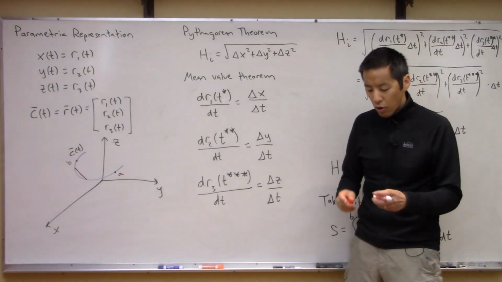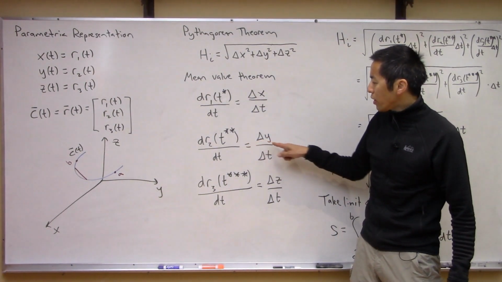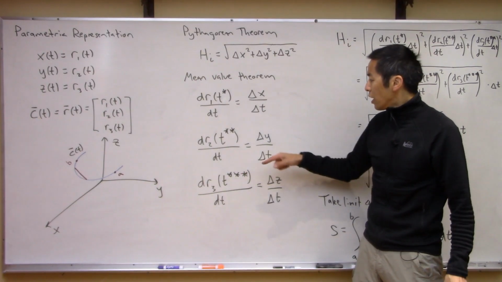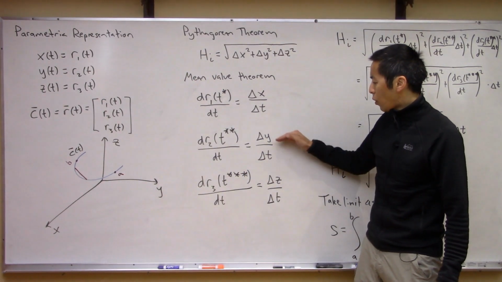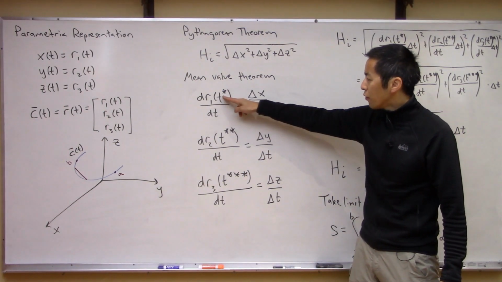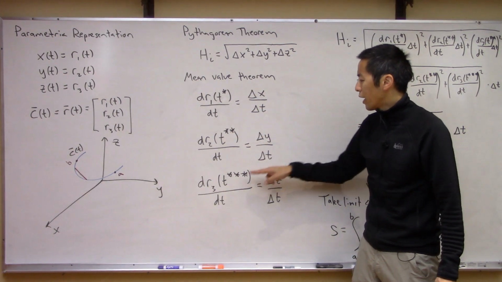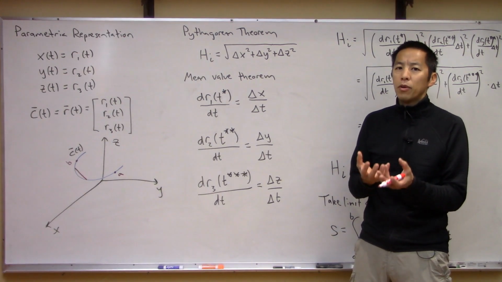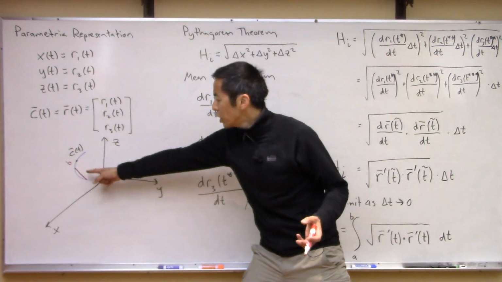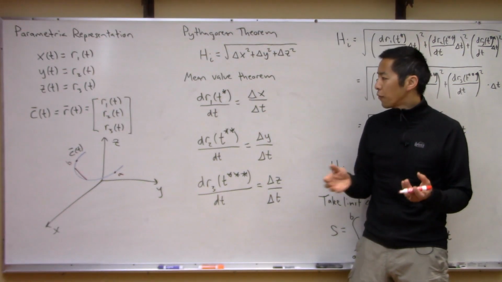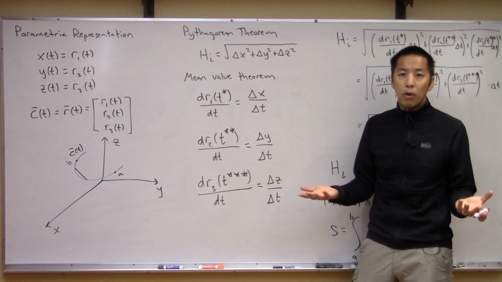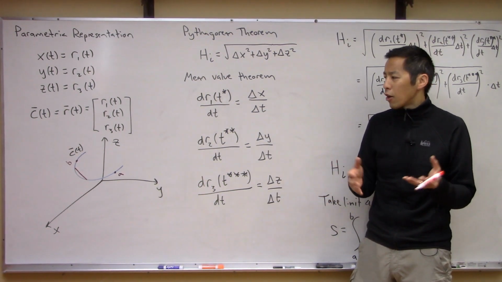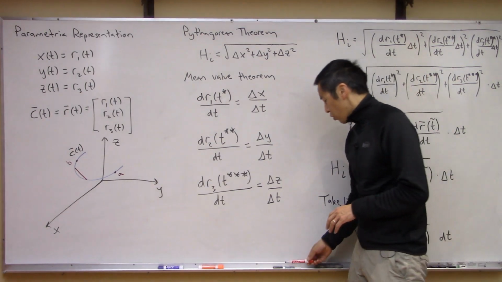The only thing to maybe note here is that the point at which it matches is not necessarily the same for x, y, and z. That's why I've got a t star for x, t double star for y, t triple star for z, just to denote that the independent variable t value at which this is true might be different for the x, y, and z components. In the end, this is not going to matter, but we've got to be careful here. Okay, so again, same thing.